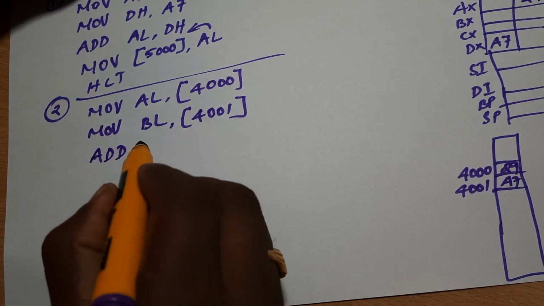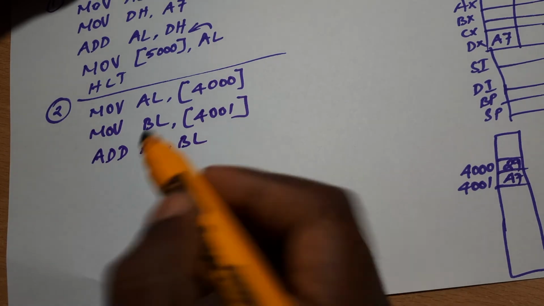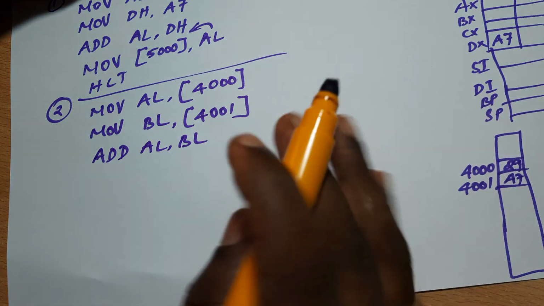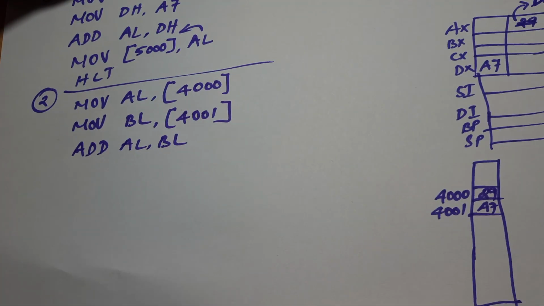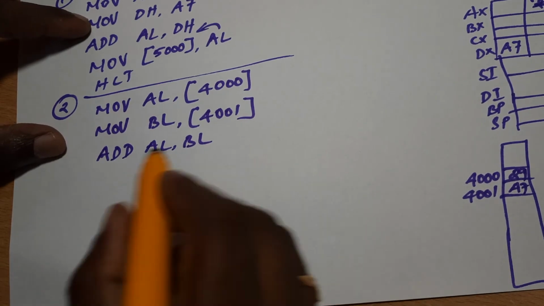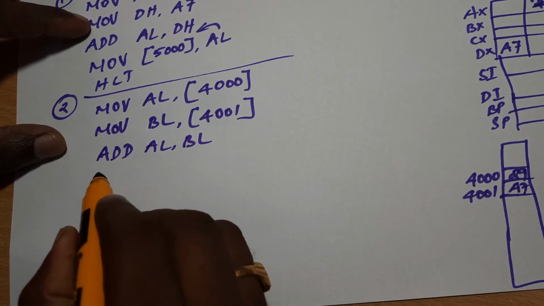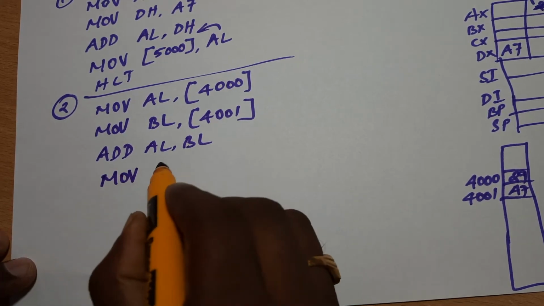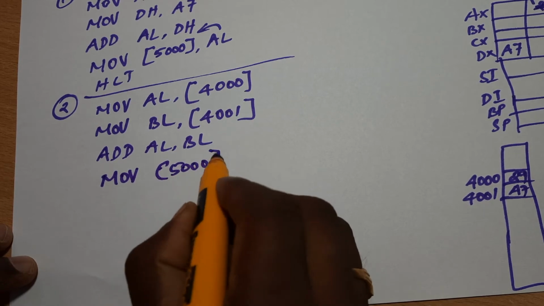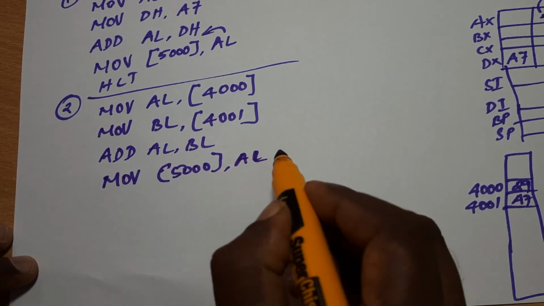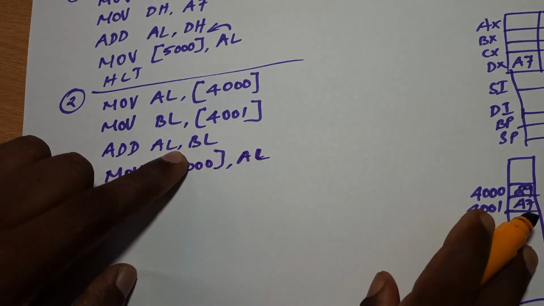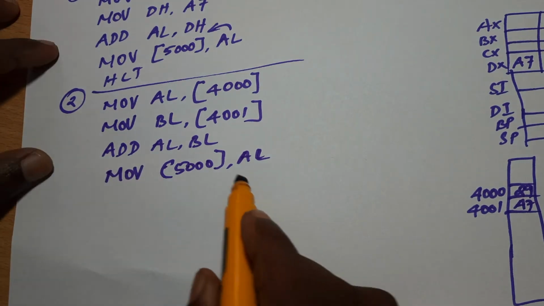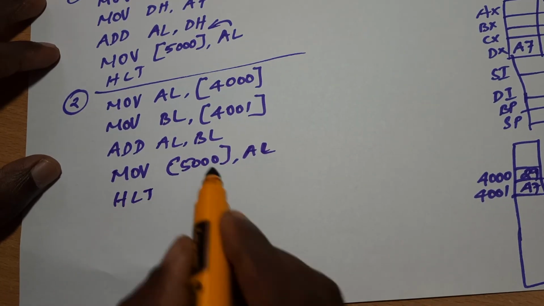Now I am adding AL comma BL. You can even put BL comma AL, because both ways you can add either A7 plus 29 or 29 plus A7. Both are correct, so nothing will be a problem. So here both are added and the result can be stored anywhere, your wish. So I am using move 5000 comma AL to store it. If I put BL, that is wrong, because BL is having A7, but only AL is having the output, that is, the output value D0. After this instruction execution, it is HLT, halt.